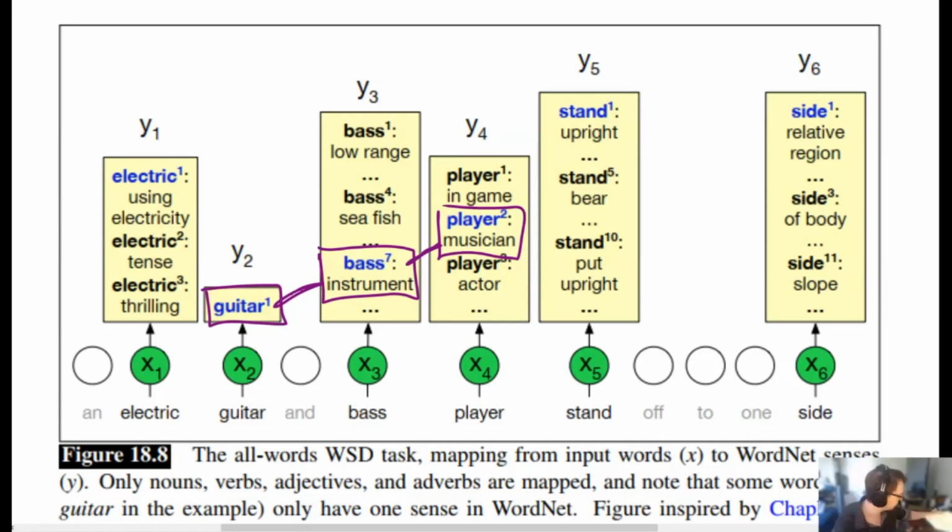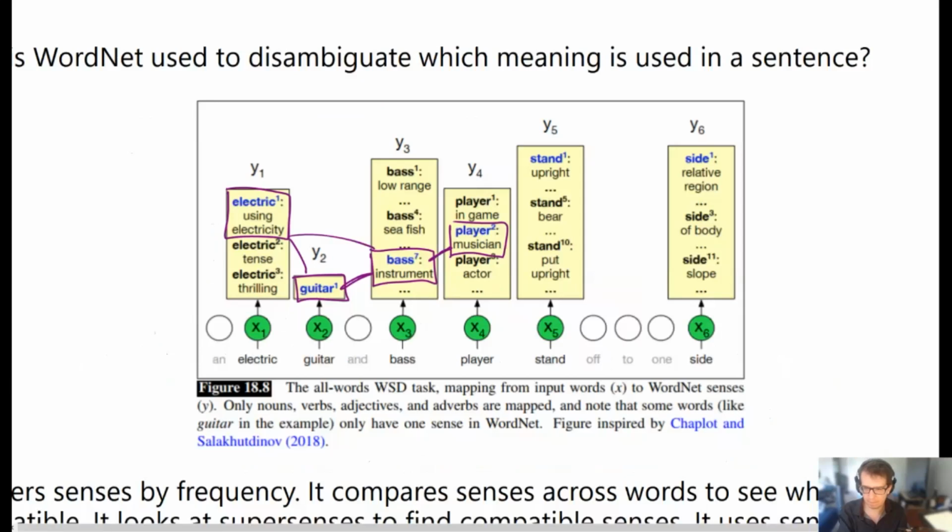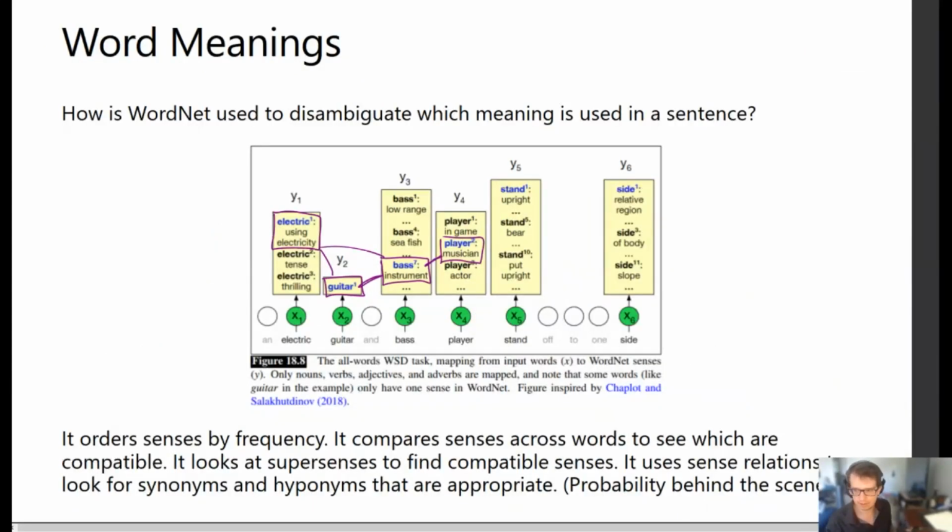Using electricity, this is a very high probability meaning. So it's connecting this to guitar and instrument. Relative region, side of body, slope, upright, bare, put upright. It's going through these and it's just listing them in order, the most likely, and making connections. So again, it makes use of these WordNet databases and a lot of probability behind the scenes to do this.